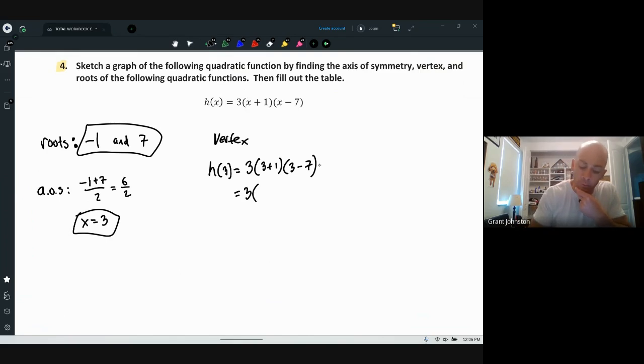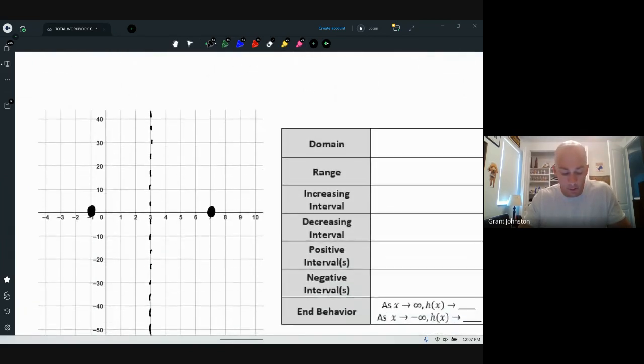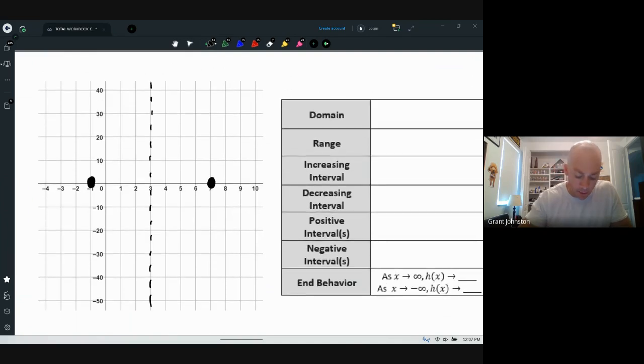So 3 plus 1 is 4. 3 minus 7, that's negative 4, I think. Okay, so that would be 3 times 4 is 12. 12 times negative 4 is negative 48. Okay, so the vertex would be located at 3 comma negative 48. So let's plot that somewhere down here. That's good enough.